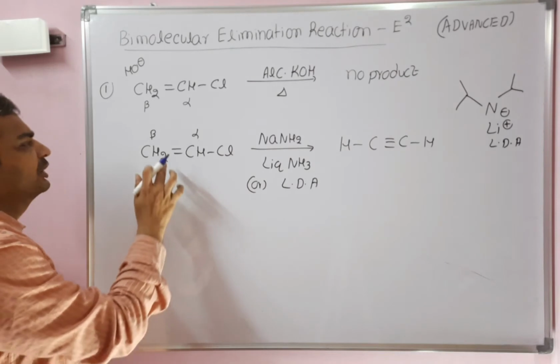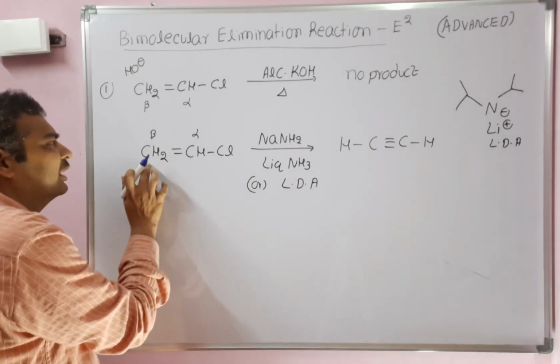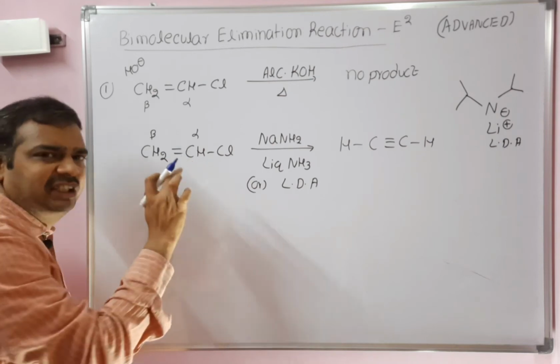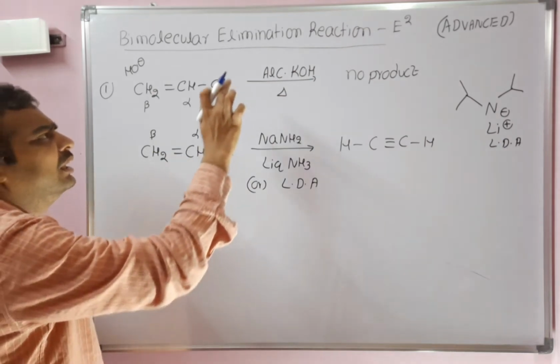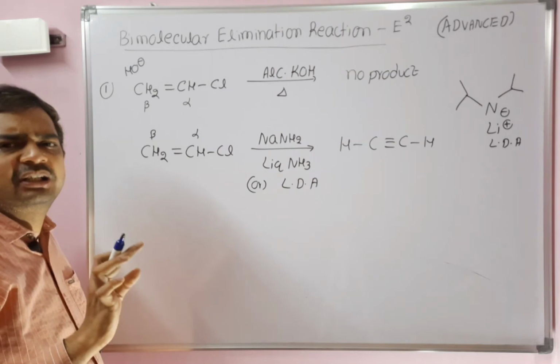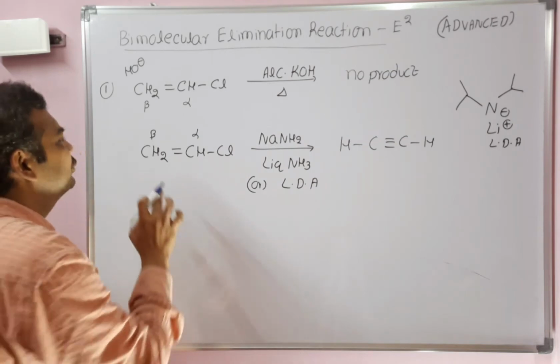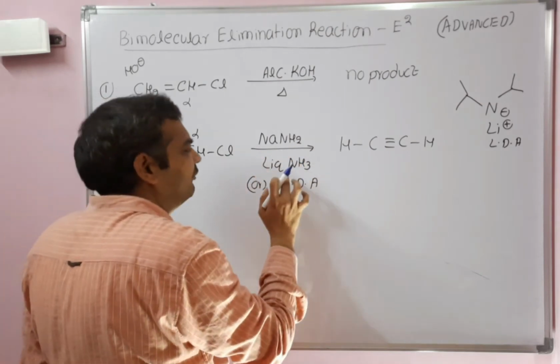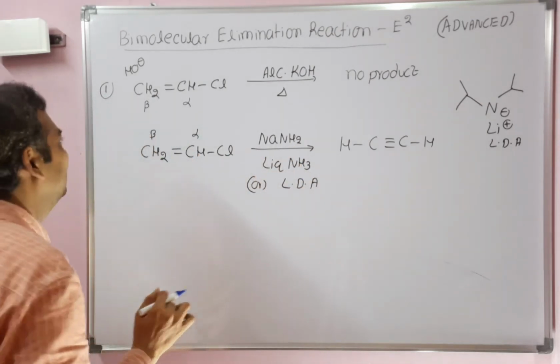LDA is a strong base. To abstract a proton of a beta carbon where the carbon is in conjugation with another carbon, with C double bond C or C triple bond C, KOH and NaOH are not suitable bases. In that case, we need to use either sodamide in liquid ammonia or lithium diisopropyl amide.